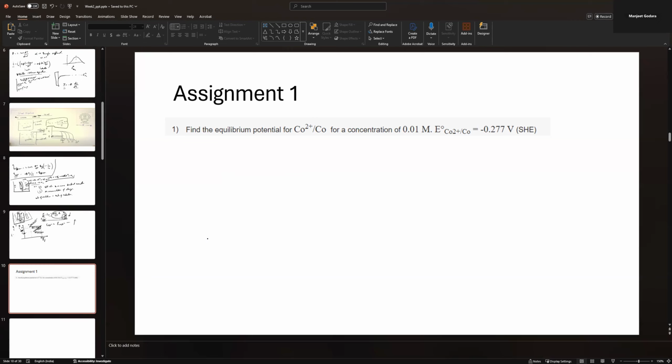Yeah. So you have Co2+ plus 2 electrons becoming Co, and the standard reduction potential is -0.277. And you're given the concentration of Co2+ is equal to 0.01 mole.